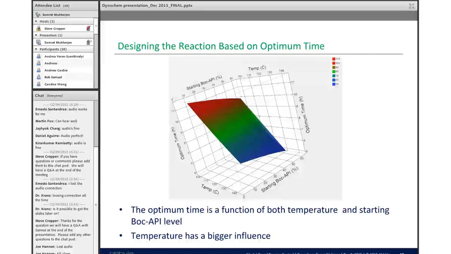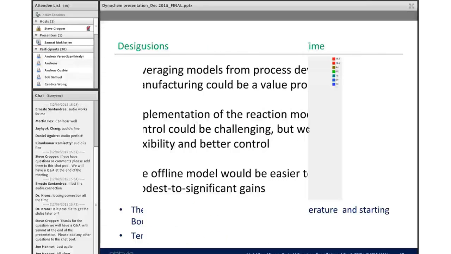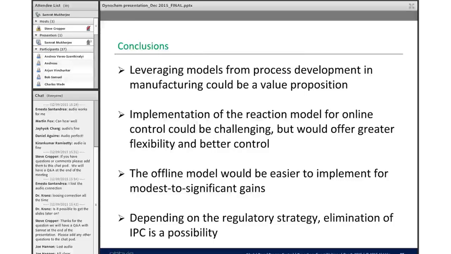What we wanted to do was to see if we can represent this surface with a mathematical expression so that we can use it for our control strategy. And finally, all of these things have to be implemented with the regulatory strategy in mind in terms of what is a critical parameter, and if a certain thing is a regular testing like an in-process monitoring that's done in the plant, that can be maybe more easily eliminated based on the model-based strategy than a critical process parameter.